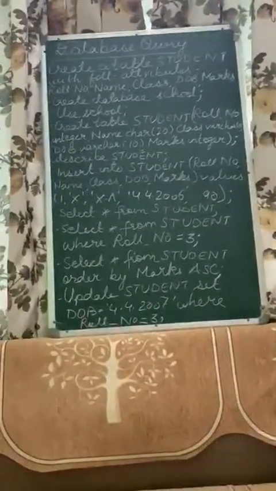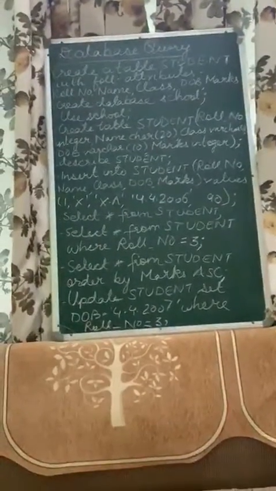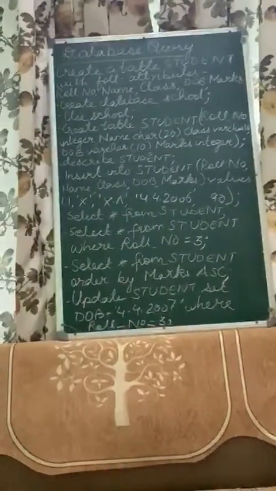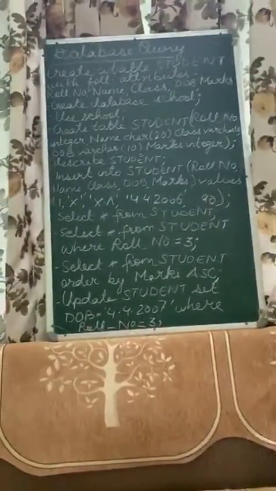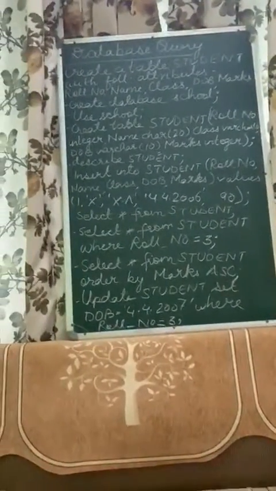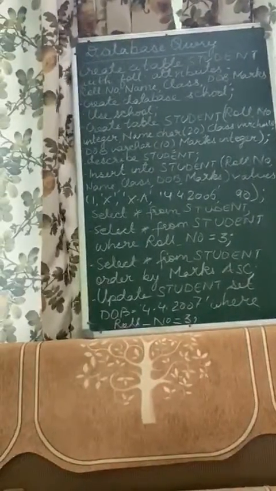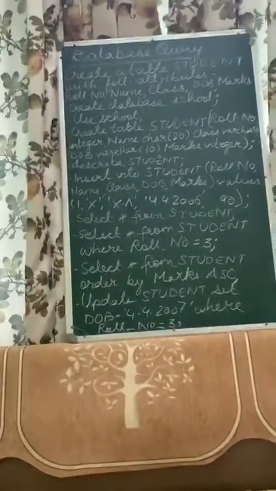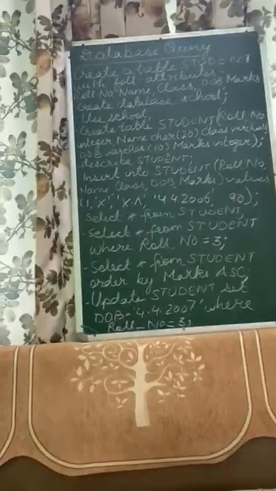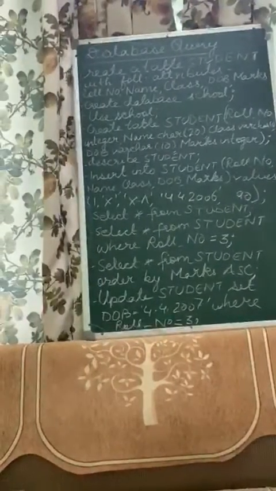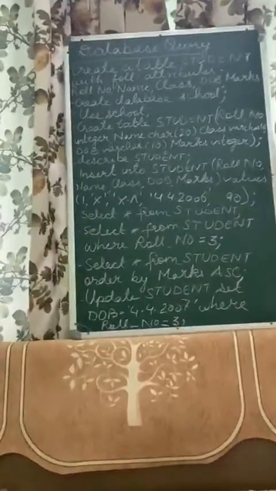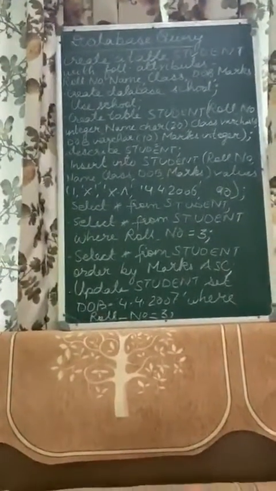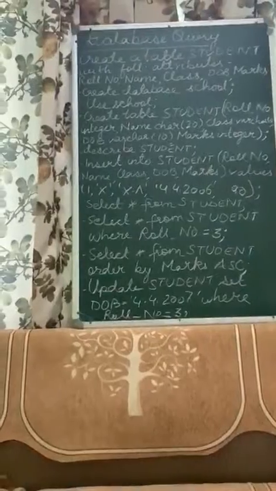Next I will be retrieving data from the table. So: select star from student where roll number is equal to 3. This query will display the data of the student whose roll number is 3. All the other students will not be displayed, only the data of roll number 3. This way you can display any roll number that you want.